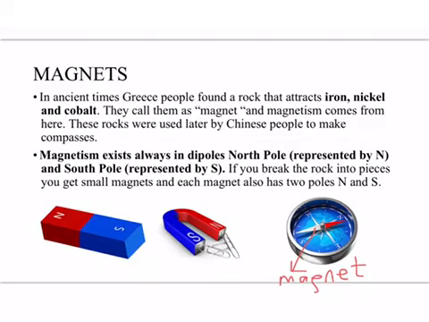Magnetism always exists in dipoles: the North Pole, which is represented by N, and the South Pole, which is represented by S. If you break the rock into pieces, you get small magnets, again with two poles, north and south. So you can't divide the poles of a magnet.